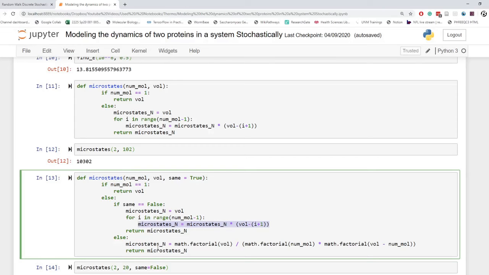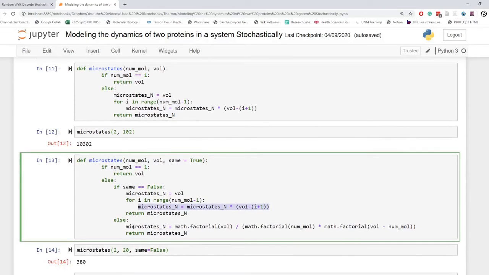We'll return that. Else, if it's true, if same is true, we will take a little bit more rigorous approach to this and calculate out the error for overcounting. And this is just a simple probability equation that's available pretty broadly online. It's the factorial of the number of microstates, which we're just passing in the volume, over the factorial of the number of molecules times the volume minus the number of molecules that factorial. That's a pretty basic probability equation.